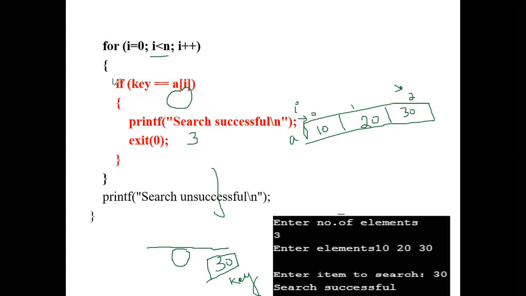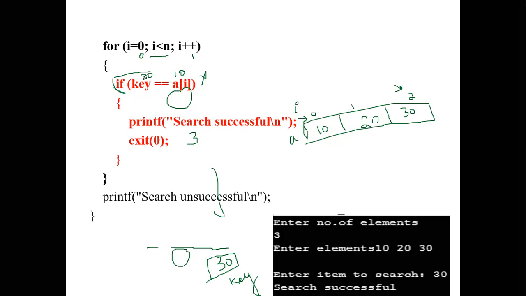Now this is a comparison. Initially your I value is 0, 0 is less than 3, yes, true. Your key is 30. 30 is equal to a of 0? What is a of 0? It is 10. Whether 30 is equal to 10? No. Condition fails. So you will not go into the if. You increment the value of I, it will become 1. 1 is less than 3. Yes, condition is true.